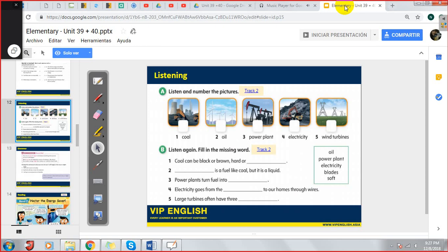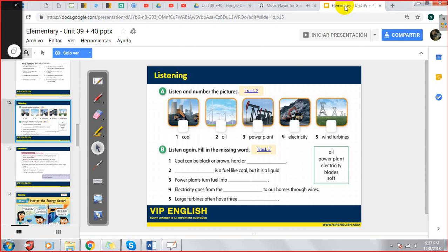2, Oil is a fuel like coal, but it is a liquid. We pump oil up from under the ground using oil derricks, which look like tall towers. We usually turn oil into other products such as gasoline for cars.